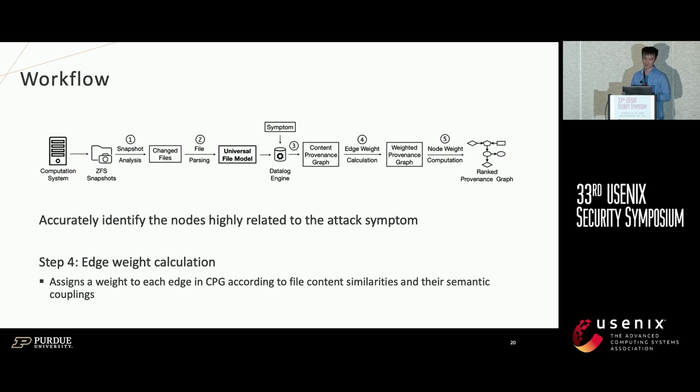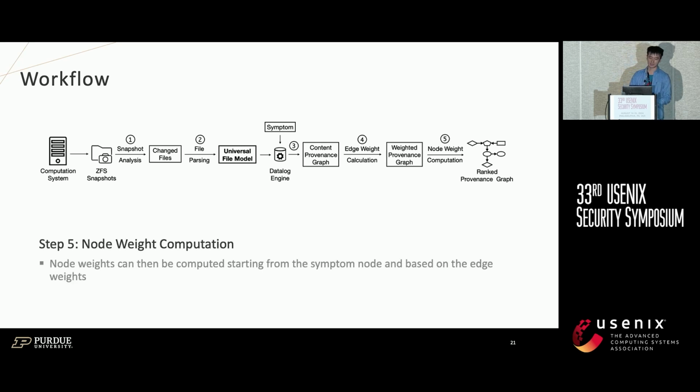We assign a weight to each edge in the content provenance graphs based on the file content similarity and their semantic coupling. The next part is the node weight computation. Starting from the symptom files, we propagate the edge scores and calculate an importance score for each node. Finally, only those nodes with very high scores are considered related to a real attack.